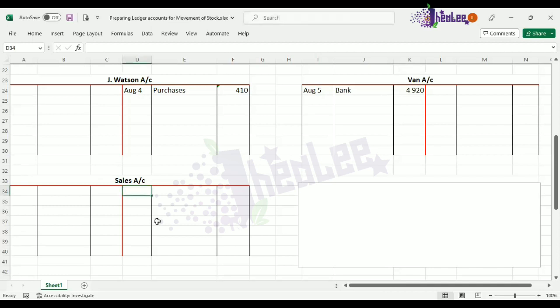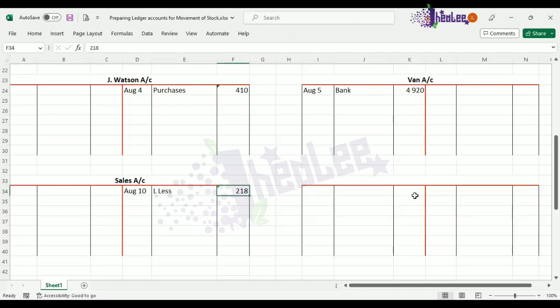And our date is August 10. Our details is L less. That's the other item affected. And the amount is $218. We need to open an account for L less, and that is by placing the title at the top of the T.